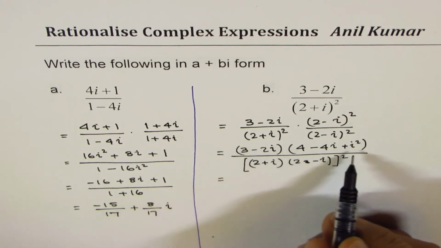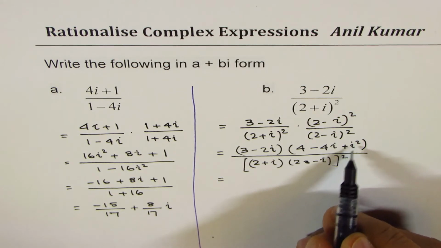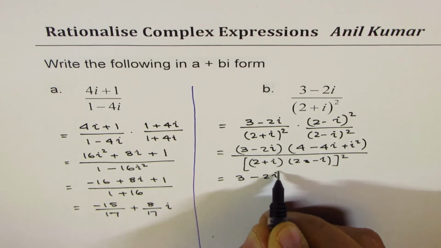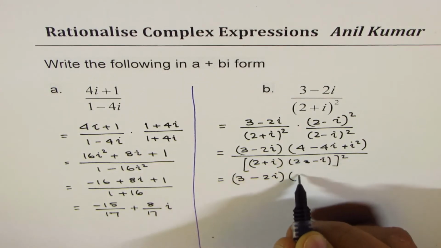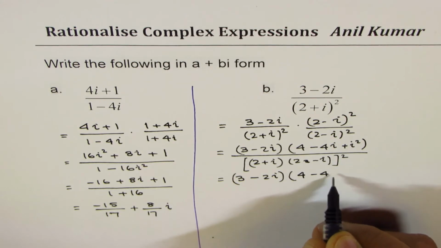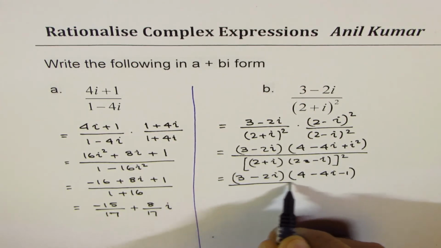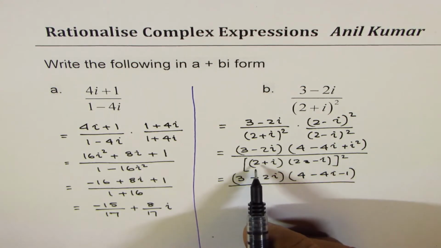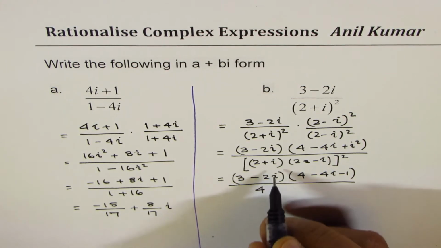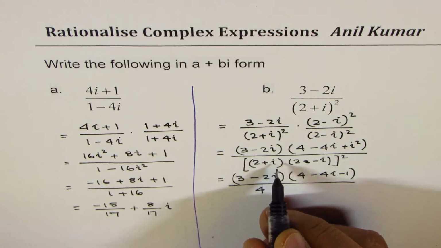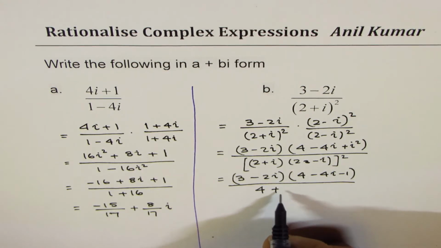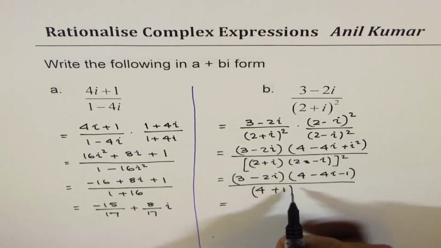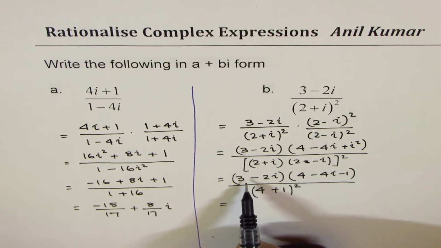Now you can simplify this a bit. i square is minus 1, so let's rewrite: 3 minus 2i times 4 minus 4i minus 1, divided by, now here it will be a square minus b square. Square of 2 is 4, and square of i is minus 1, so that gives me plus 1 in the denominator. And then we have whole square here, right? So let's multiply these terms.